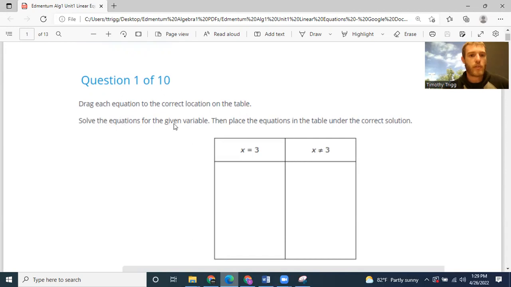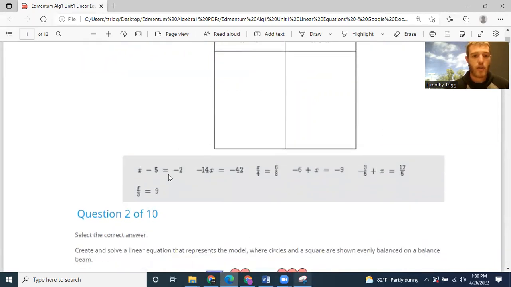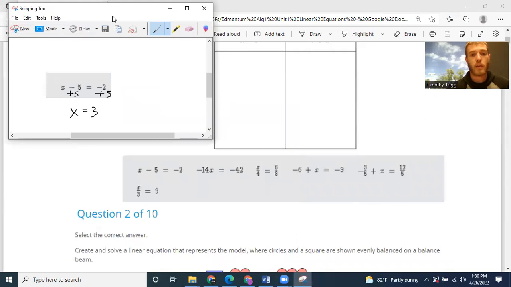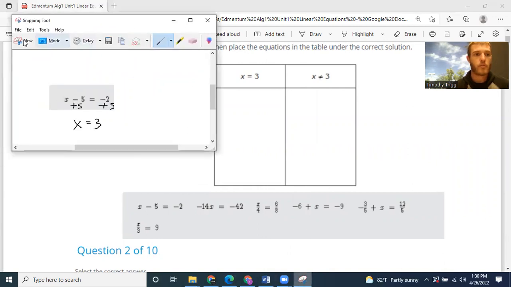Okay, solve the equations for the given variable, then place the equations in the table under the correct solution. So basically we wanna see which of these equal 3 and which of them X does not equal 3. So let's try this first one. This first one is X minus 5 equals negative 2. So I wanna solve for X. What would I do to solve for X, to get X by itself? Well, here I would add 5 to both sides of the equation, using the addition property of equality. Negative 2 plus 5 is 3. So this first one, we want to put this first one, maybe I'll do this.